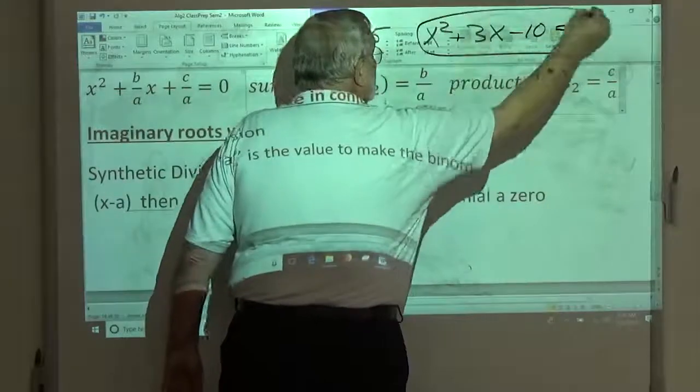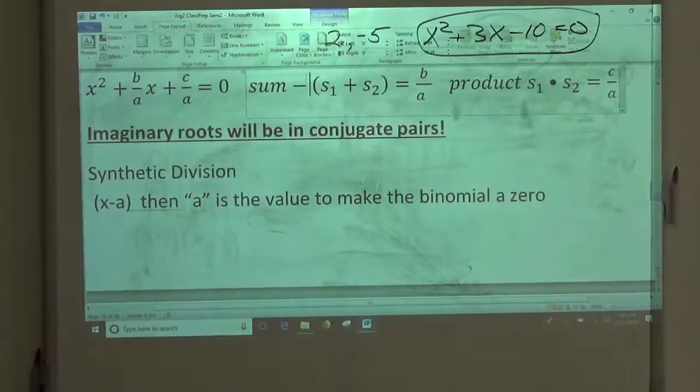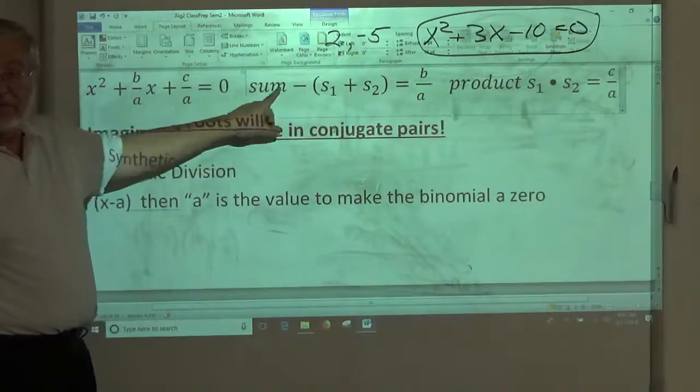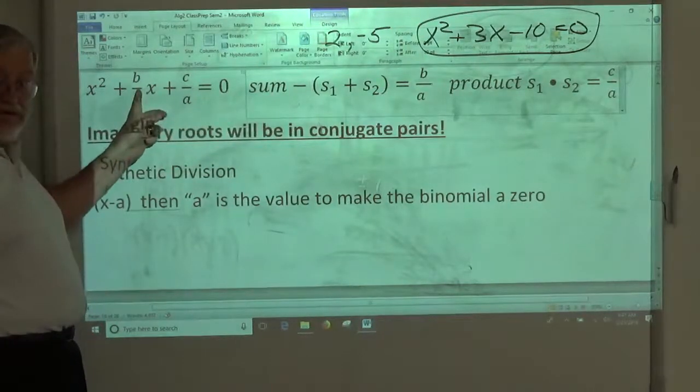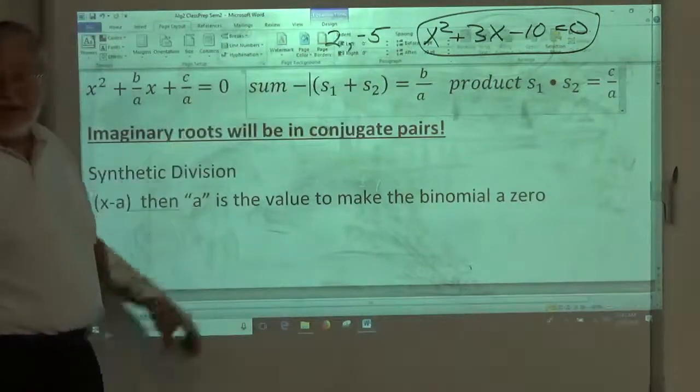That's the equation for which those two numbers are the solution. Perfect. Okay. The opposite of the sum is the middle term, and then the product is the last term.